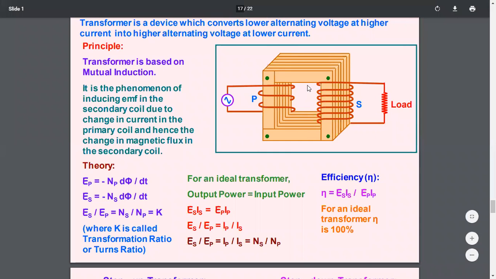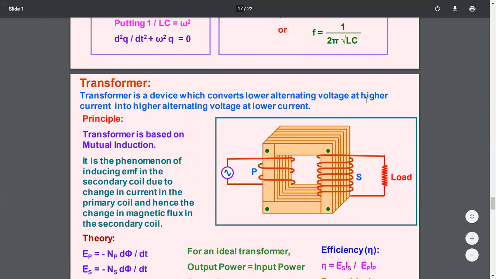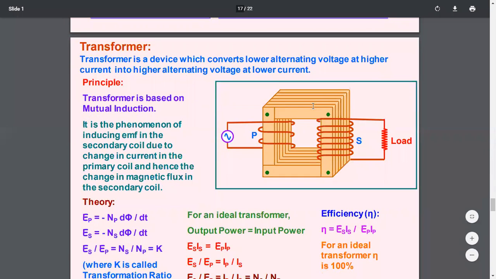only 9 minutes of time are almost left. So within that time, we have to finish these topics. You know well that a transformer is a device which converts lower alternating voltage at higher current into higher alternating voltage at lower current. This is the best definition of the transformer.